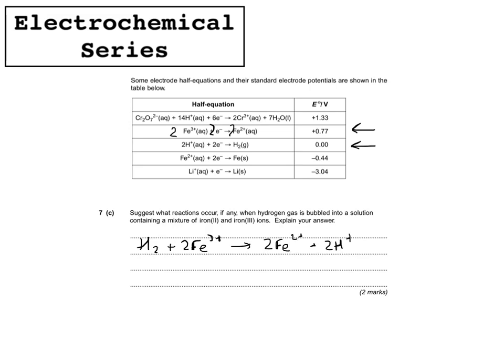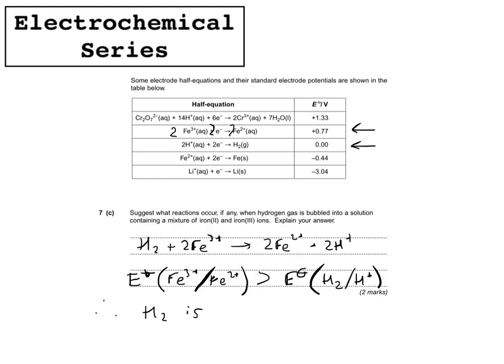plus 2Fe3+ goes to make 2Fe2+ plus 2H+. And the explanation here, as I say, whenever you have to explain yourself in these situations, you just compare the electrode potentials. So you'll say the electrode potential of the Fe3+/Fe2+ electrode is greater than the electrode potential of the H2/H+ electrode. Make sure you write everything in there, and therefore H2 is oxidized by the Fe3+.